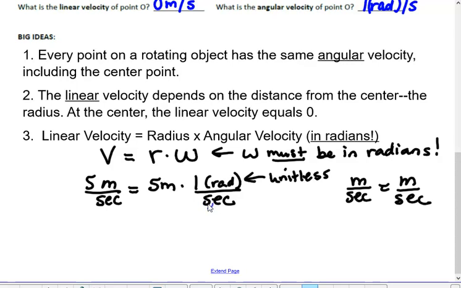So this is one of the very most important uses of radians. The fact that radians are a unitless measure is also going to be very useful next unit when we do sinusoidal functions, but we'll get to that in the next unit. In the next video, we're going to do a couple of example problems using this relationship, v equals r omega.